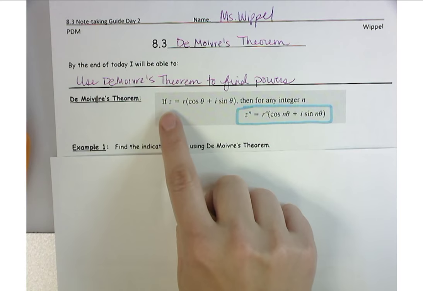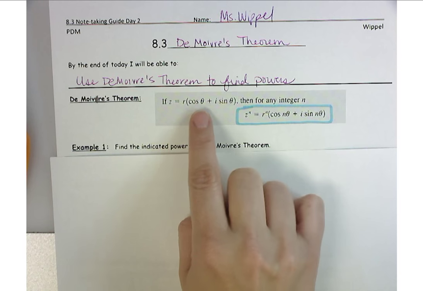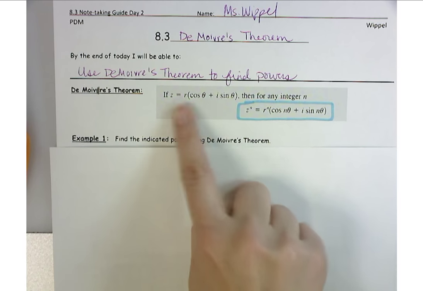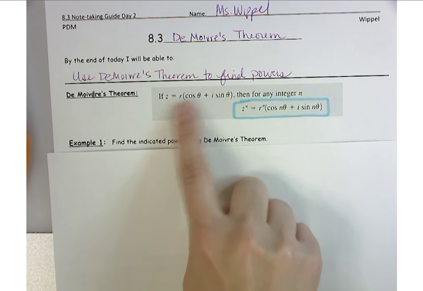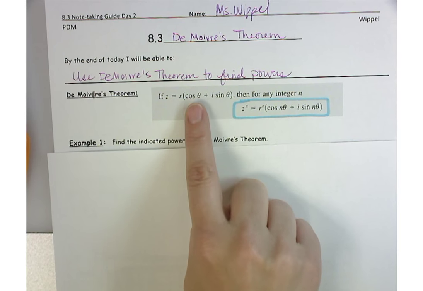So if you have a z value that is the r times the cosine plus the i sine of theta. Well, first, what is this? What is this form? There are two names for it. Polar form or trigonometric form. Okay, now remember that that represents what type of number? Imaginary. Okay, so these are for imaginary or complex numbers.